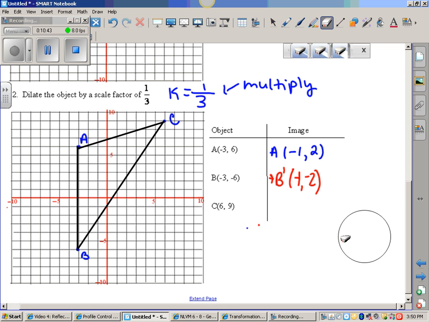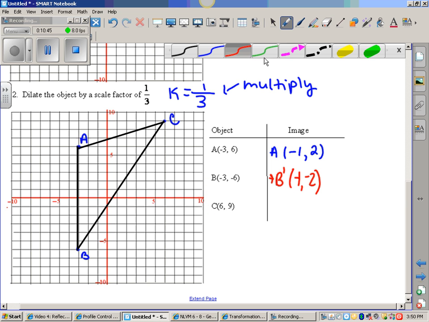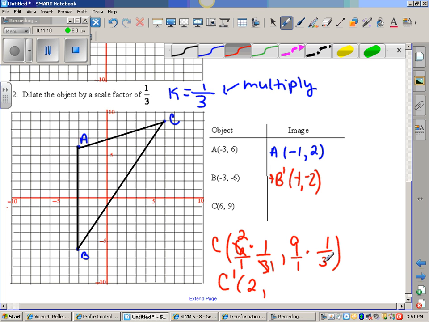And now I'm going to work through and find my C. C was 6, 9. Only I have to multiply by a third. Put my whole numbers over 1. 3 turns into a 1. 6 turns into a 2. So that gives me a coordinate of top times top over bottom times bottom. 2 over 1 is just 2. I can cross simplify 3 and 9. 3 turns into a 1. 9 turns into a 3. Top times top over bottom times bottom. You get 3 over 1, which is just 3.